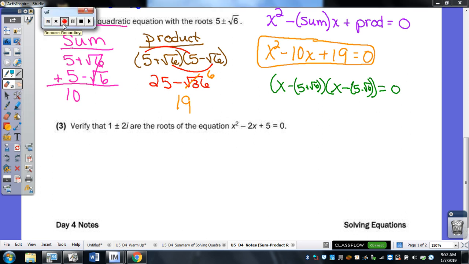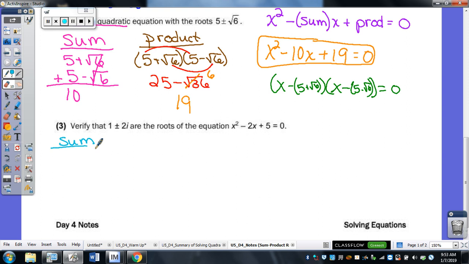So for number 3, we're going to verify that 1 plus or minus 2i are the roots of the equation x squared minus 2x plus 5. Fastest way of doing this, instead of solving it out like we did on our warm-up today, find the sum, find the product, see if it matches the sum and the product from the equation.